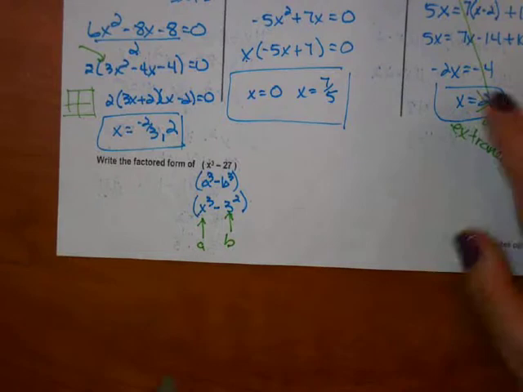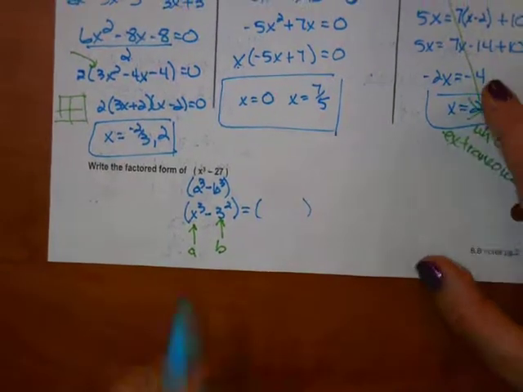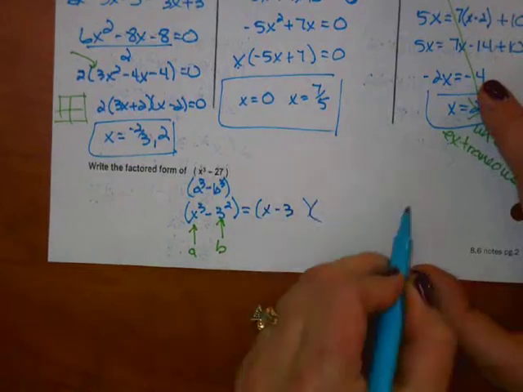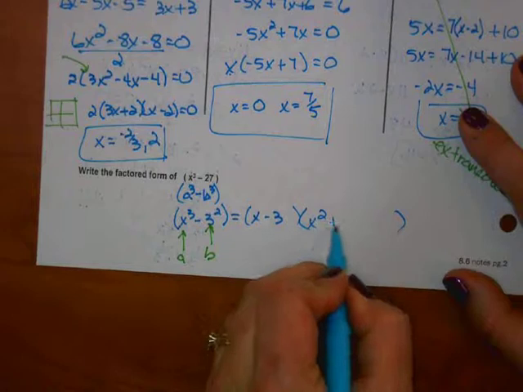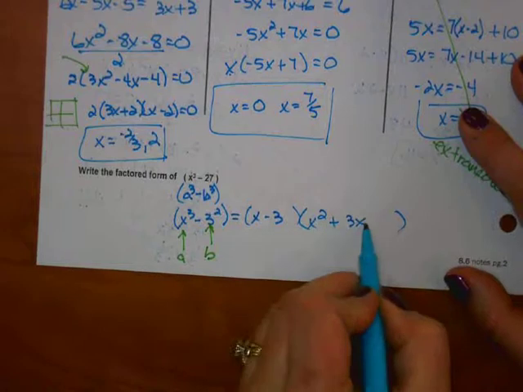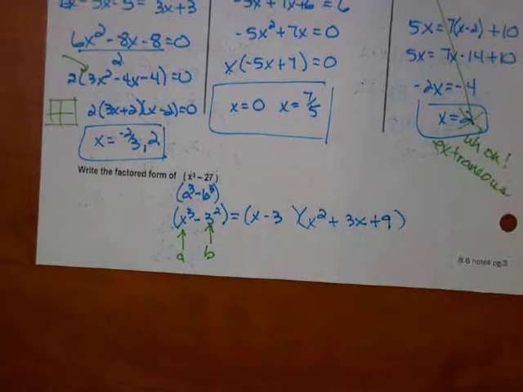So if I have to factor that, what's the first binomial going to be? X minus 3. And then I have a trinomial, which will be what? How do you feel about that? Good, okay. That is it.